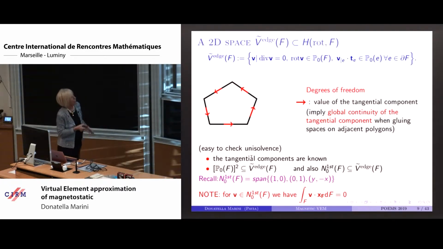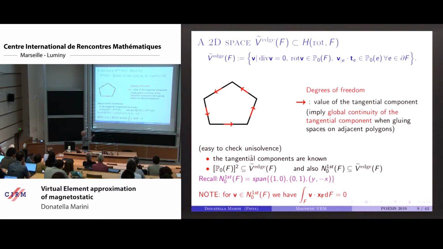Now the edge space, we proceed more or less in the same way. We begin by this definition. Our edge space is made of vectors which have tangential component constant on each edge, rot constant, and zero divergence. Similar to the rotated Raviart-Thomas, so Nedelec first kind. The degrees of freedom are the values of the tangential component on each edge, and this will ensure global continuity when we glue the spaces together.